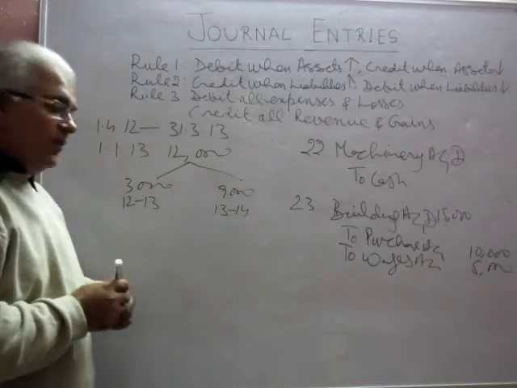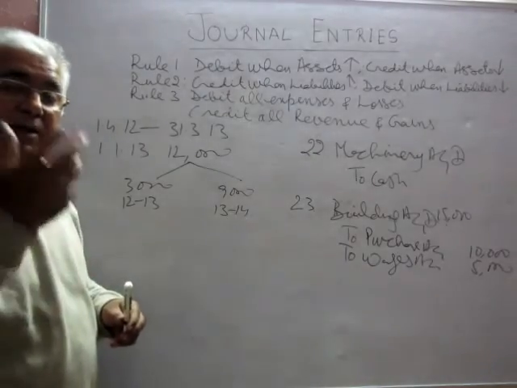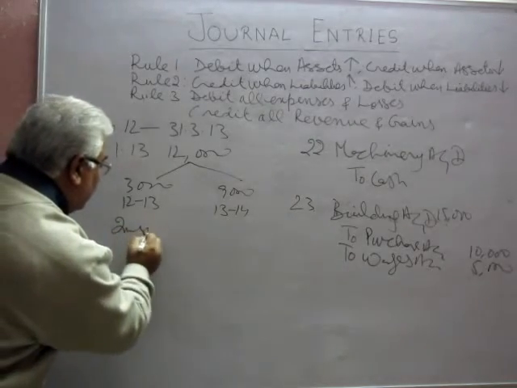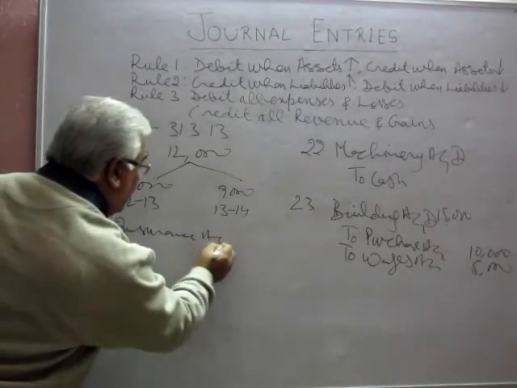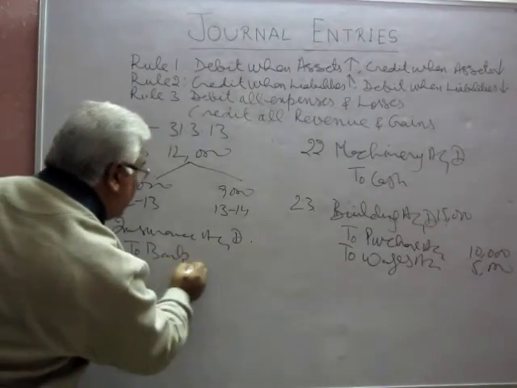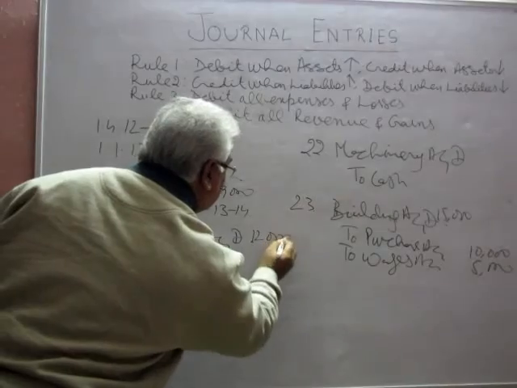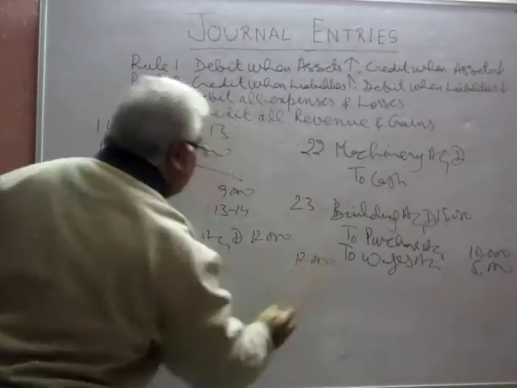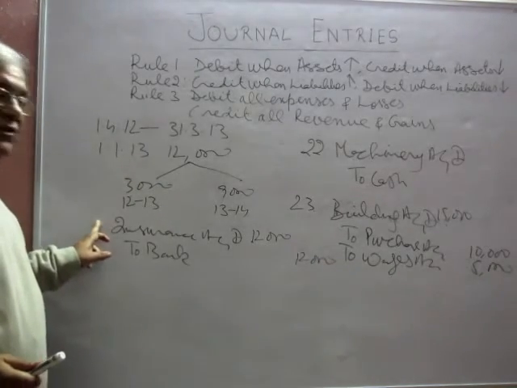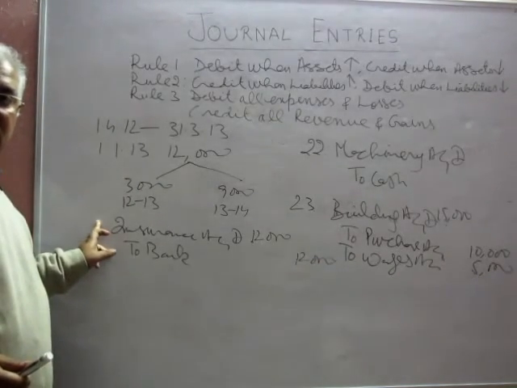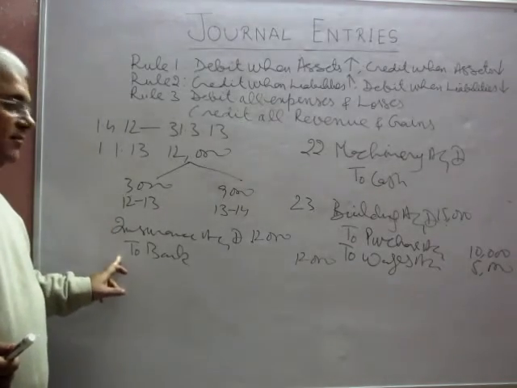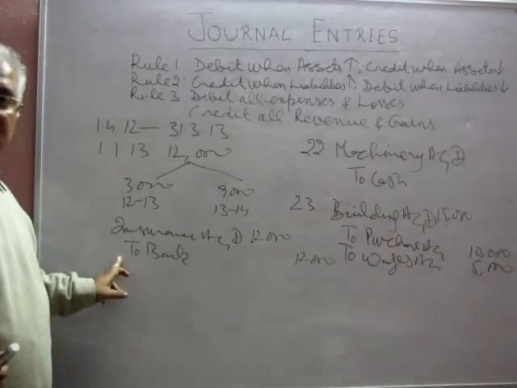So in this case, for example, when you made the payment, you made this entry: insurance account debited to bank, say 12,000. Now in this case, insurance account has been debited, since insurance is an expense. Okay? And you have credited bank because you paid through bank, your bank has reduced.